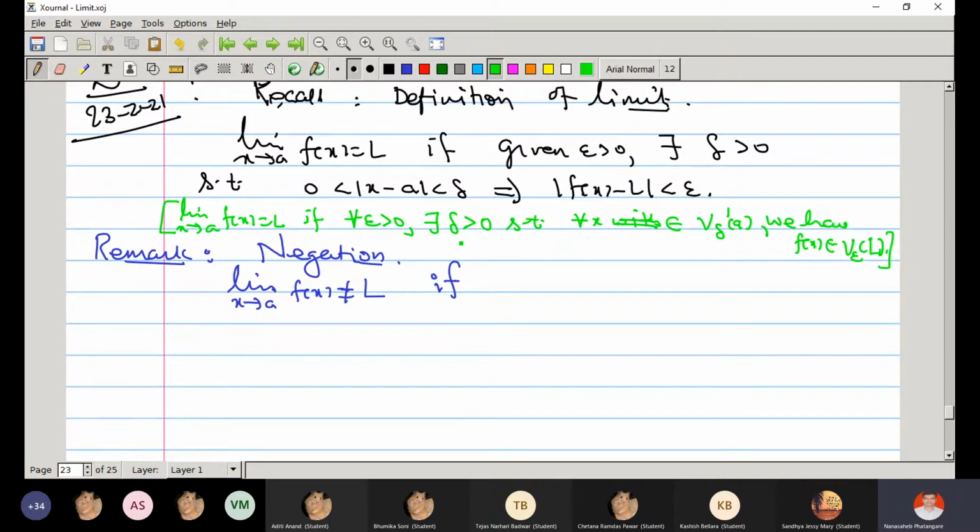What is the negation? Not for every epsilon. Do you understand? Yes, sir.